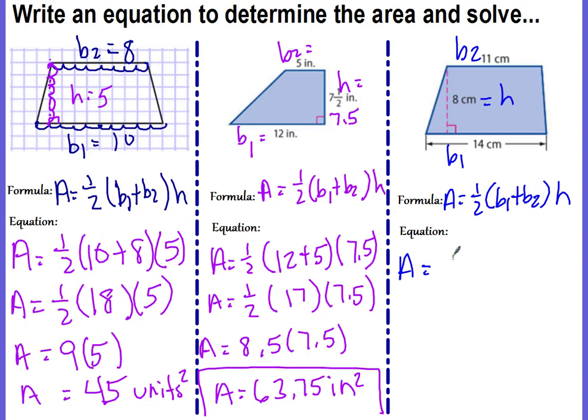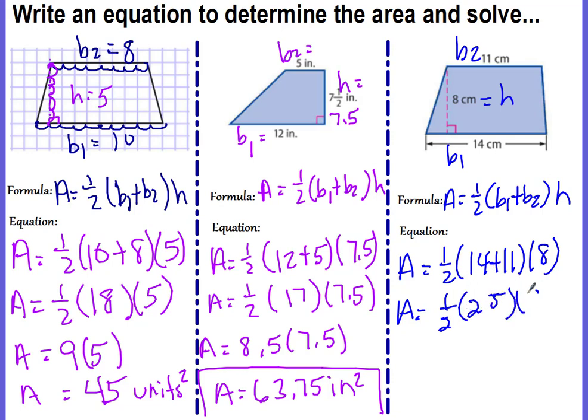Write your equation. Area equals 1/2. Inside the parentheses, we're going to have 14 plus 11 times the height of 8. Order of operations, add inside your parentheses first. So you have 1/2 times 25 times 8. Okay, do I have an even factor here? 8.